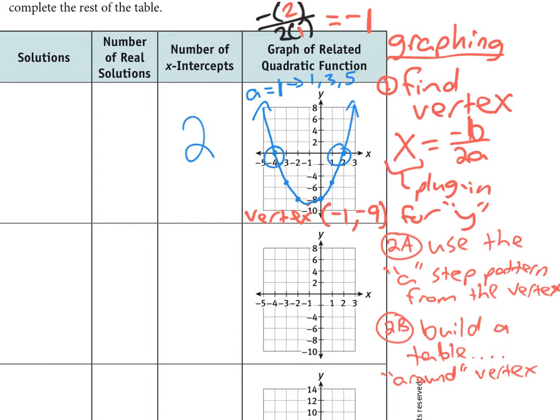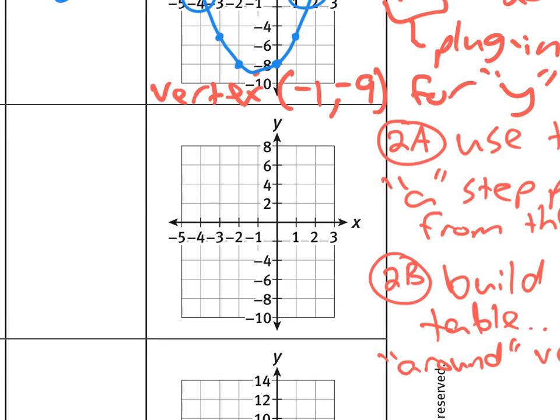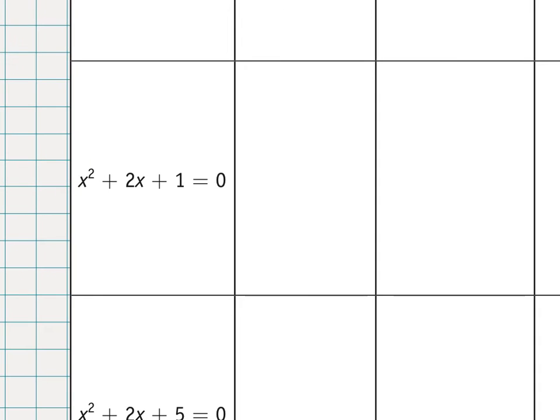All right, let's find the vertex for the second equation. Again, use -b over 2a. -b over 2a would give me the vertex x value of -1. Again, how do you find the y value? Plug it in. Plug -1 into the equation. -1 squared plus 2 times -1 plus 1 will give me what value?